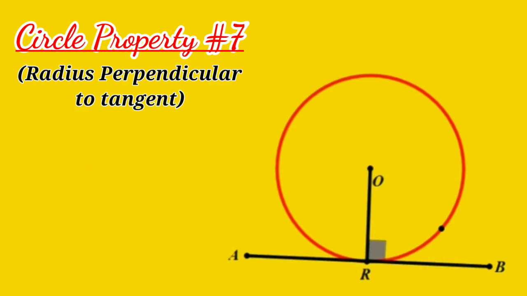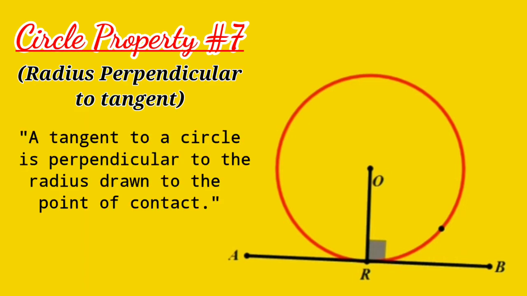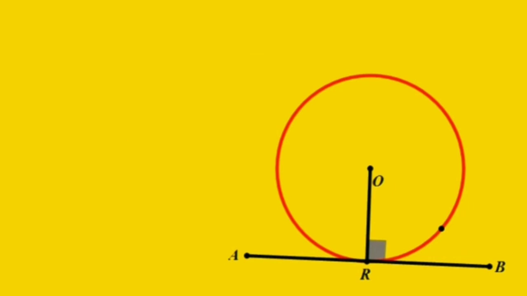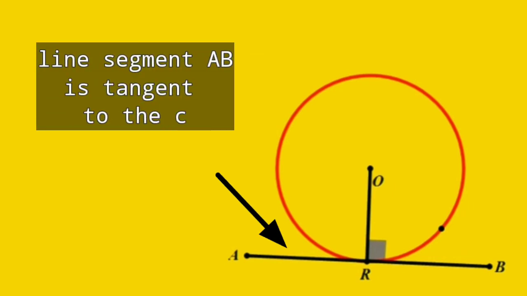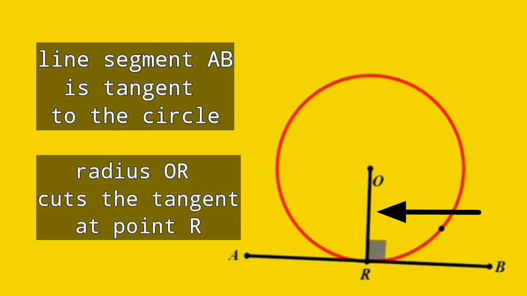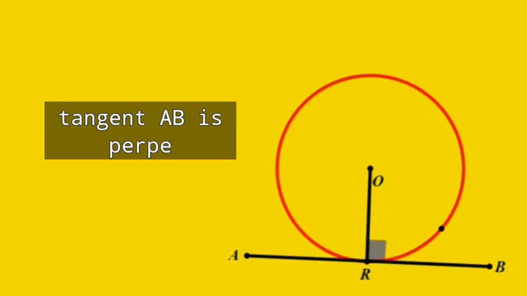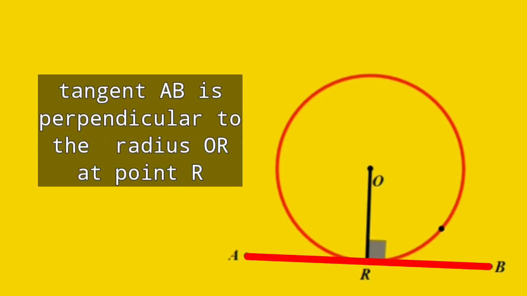Circle property number 7. A tangent to a circle is perpendicular to the radius drawn to the point of contact. Given the figure, line segment AB is tangent to the circle and radius OR cuts the tangent at point R. We say that tangent AB is perpendicular to the radius OR at point R.